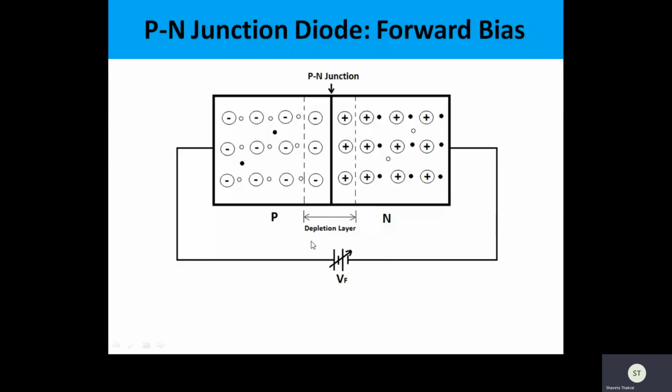Now when a PN junction diode gets forward biased, the positive terminal of the battery is repelling the holes present in the p-type region, and the negative terminal of the battery is repelling the electrons present in the n-type region. So holes will start moving from the p-type region to the n-type region because of this applied external field, and the electrons in the n-type region will start moving towards the p-type region because of the negative potential of the battery. So holes will go from left to right, and the electrons will go from right to left.